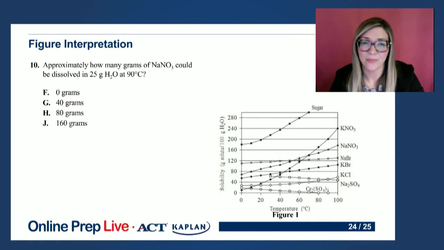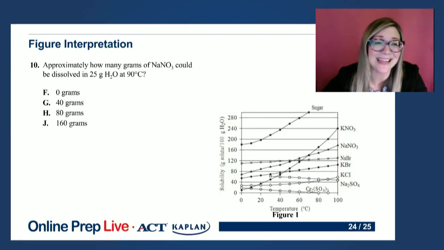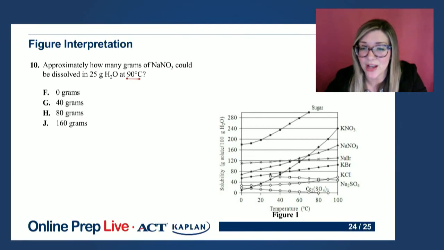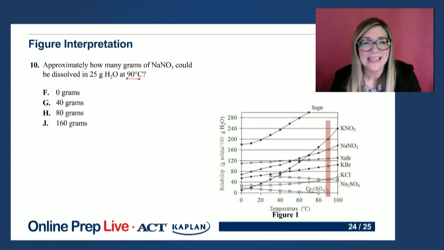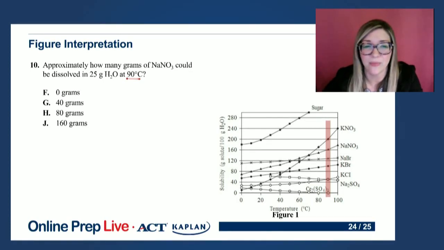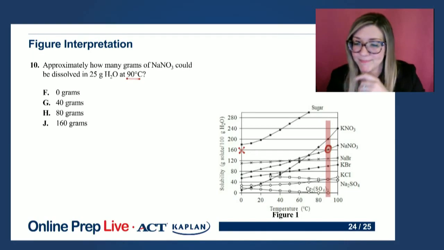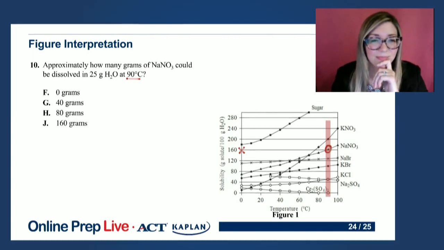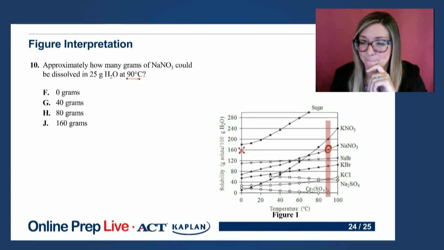Let's be careful here. Well, we know what we're looking for. It tells us 90 degrees C in the question. Okay, so I'm going to tell myself, let's look over at 90 degrees on the graph. All right, so I do that. Now, again, it wanted to tell me how much can I dissolve. So I'm going to look at 90. I'm going to go up to NaNO, which my mark that I'm going to pay attention to is right here. And then I'm going to flip over to the y-axis. So is it 160? Is that it?